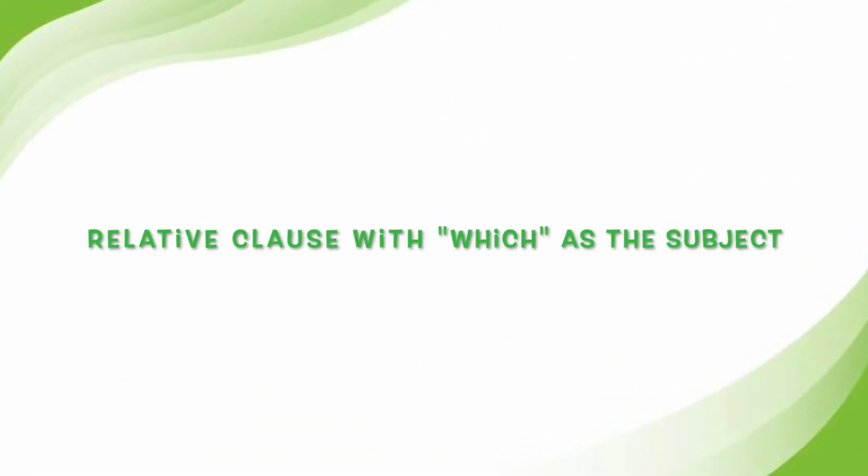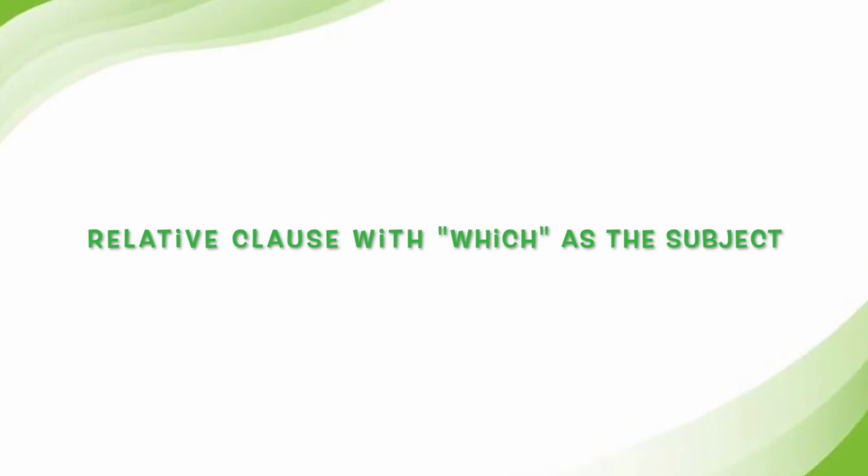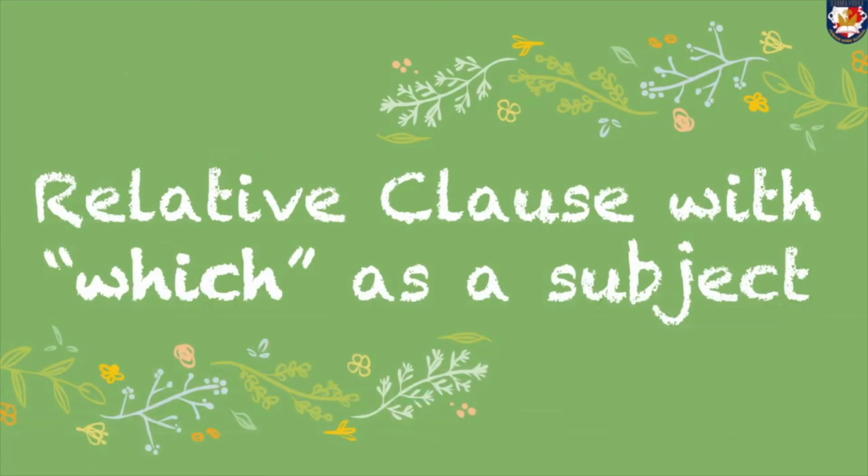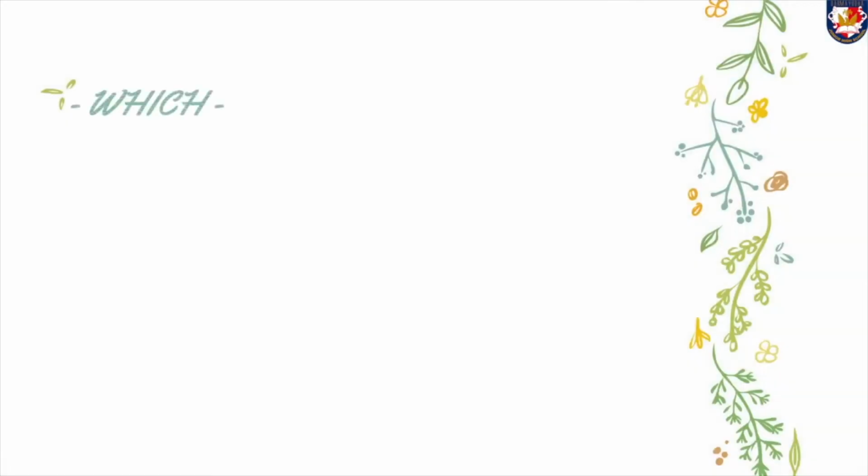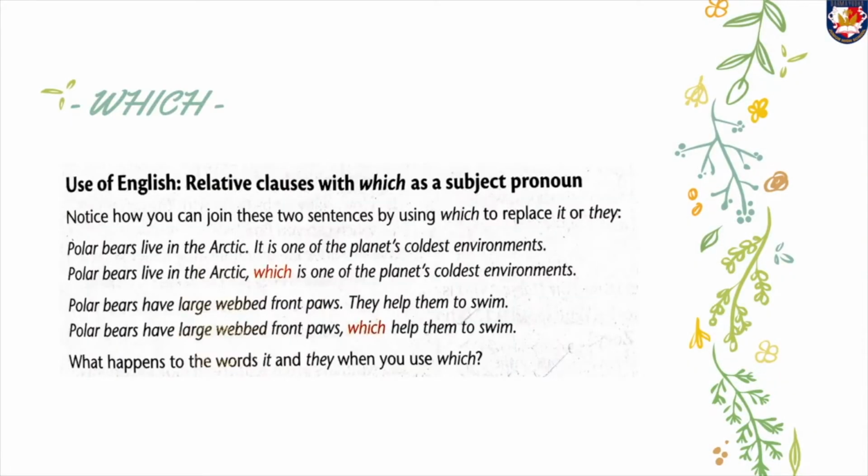Next is relative clause with which as the subject. And this is the explanation about relative clause with which as a subject. Which. Notice how you can join these two sentences by using which to replace it or they. The first sentence is using it.